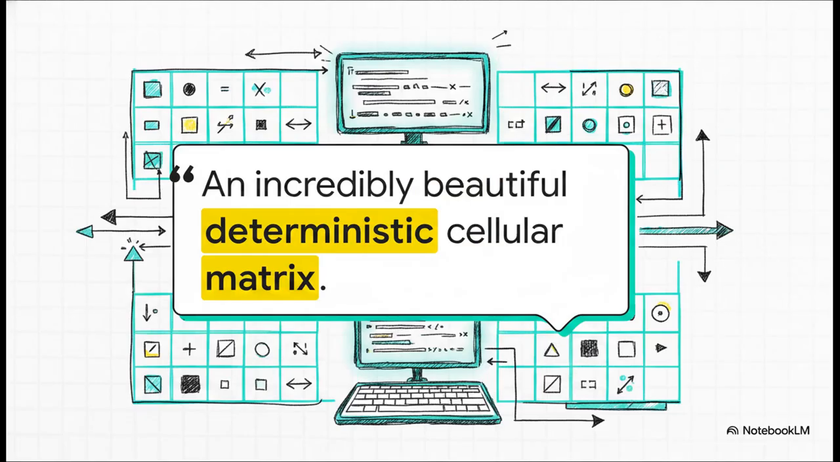To describe that underlying reality, the command line interface, or the CLI, is often called an incredibly beautiful deterministic cellular matrix. And honestly, that hits the nail on the head. It's the purest form of digital truth. When you strip away all the graphics, every single keystroke you make in this matrix is a direct, unmediated signal. You're not interacting with a picture, you're interacting with raw, discrete logic.